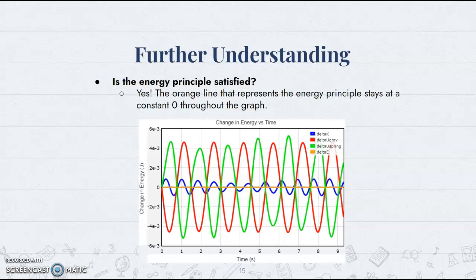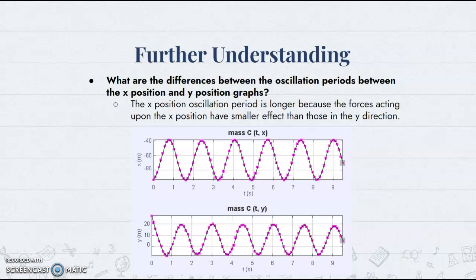In our model, is the energy principle satisfied? Yes. The orange line that represents the energy principle stays at a constant 0 throughout the graph. What are the differences between the oscillation periods between the x and y graphs? The x position oscillation period is longer because the forces acting upon the x position have smaller effect than those in the y direction.